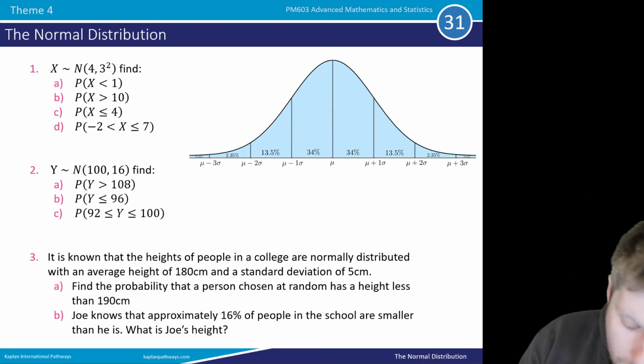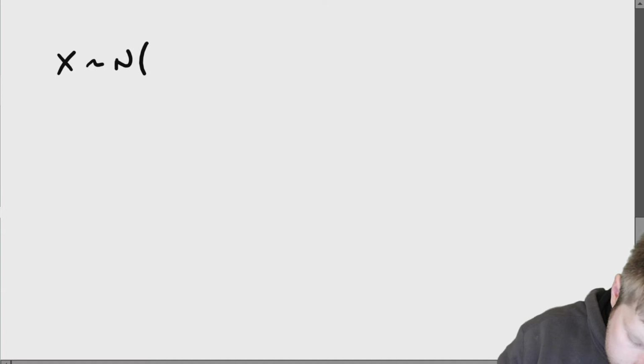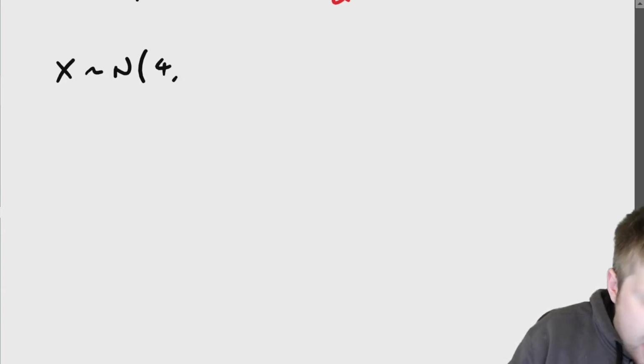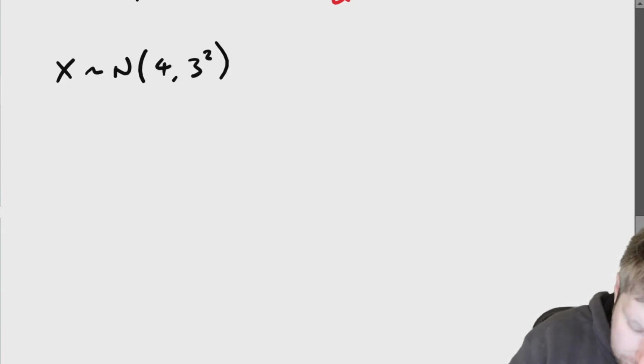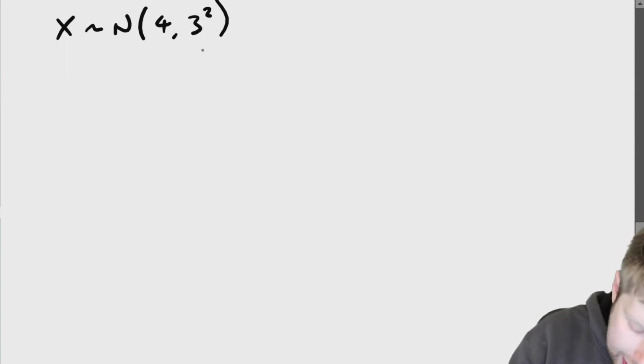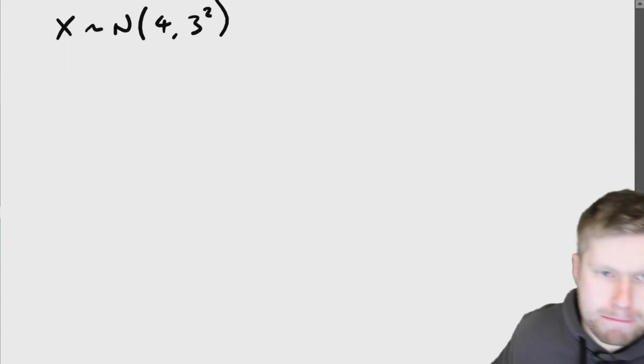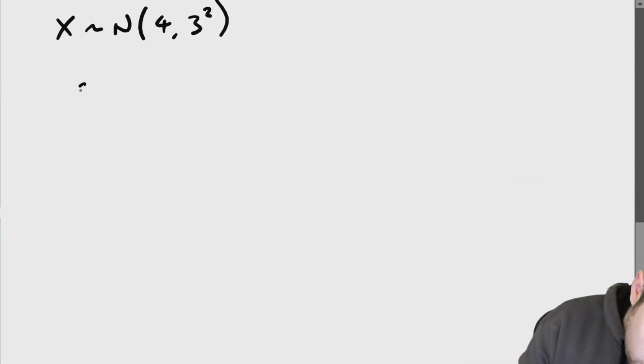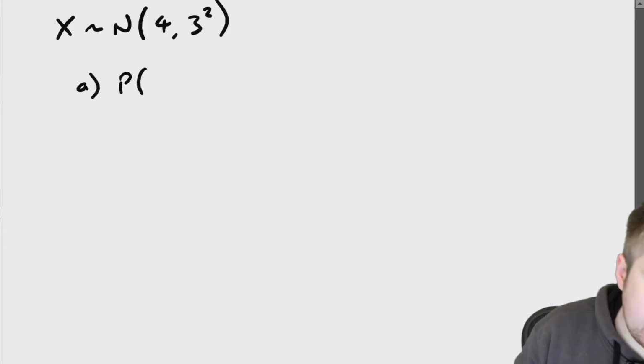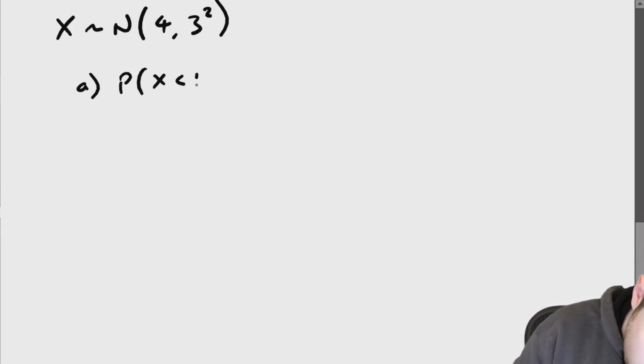So let's have a go at question 1. We've been given that x is a normal random variable, so it's distributed normally. The mean is 4, and the variance is 9, so 3 squared. Remember, the number that always goes there is the variance. So let's suppose we want to find the probability that x is less than 1.